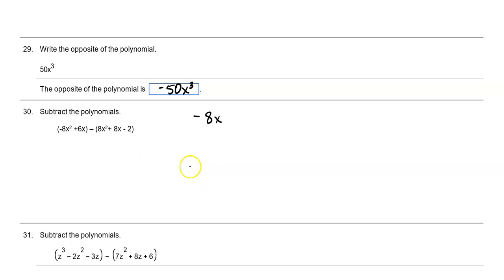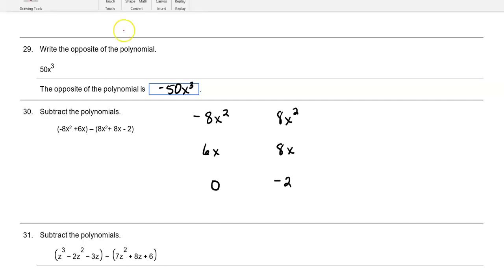So we'll take the negative 8x squared and the positive 6x and put that in the first column. For the second polynomial, I'll line up my like terms. So I have an 8x squared, which is a positive 8x squared here. I will line up the positive 8x and then place my negative 2. Now, I do not have a like term from the first polynomial for the negative 2, so I will place a 0 there. We are subtracting like terms this time, so this is a subtraction question.